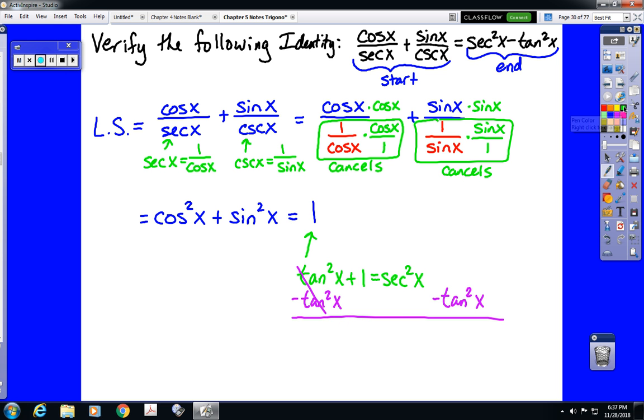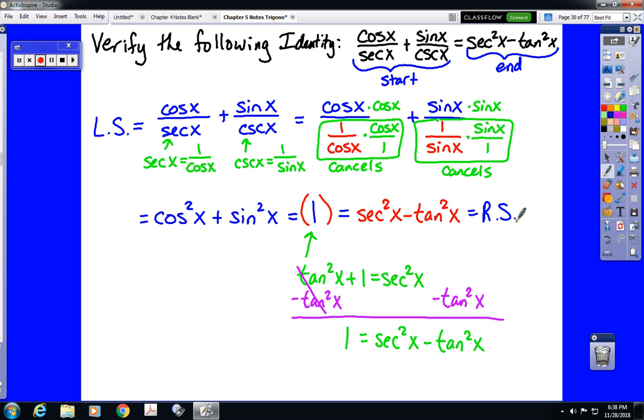So we can state that 1 is equal to secant squared x minus tangent squared x, which means we can replace 1 with secant squared x minus tangent squared x, which coincidentally is where we're trying to get, so our verification is over.